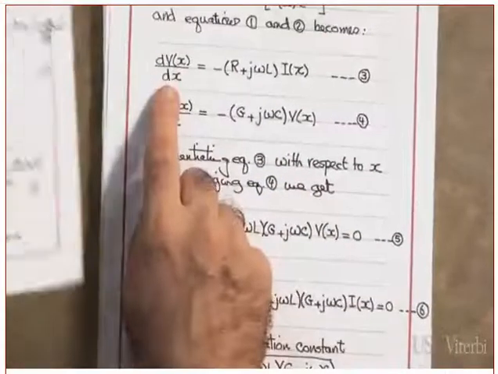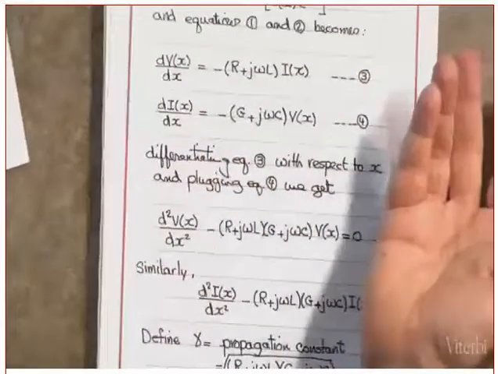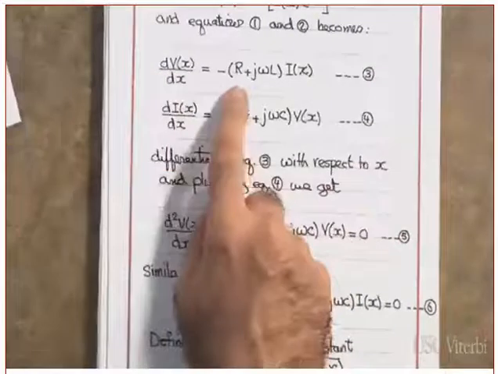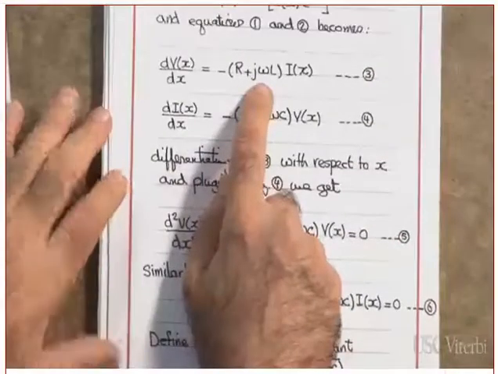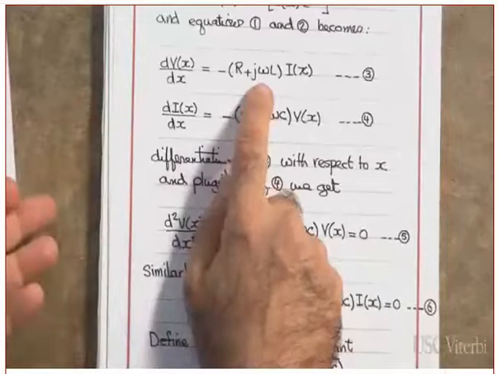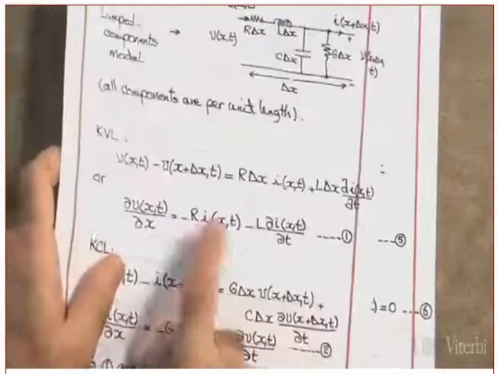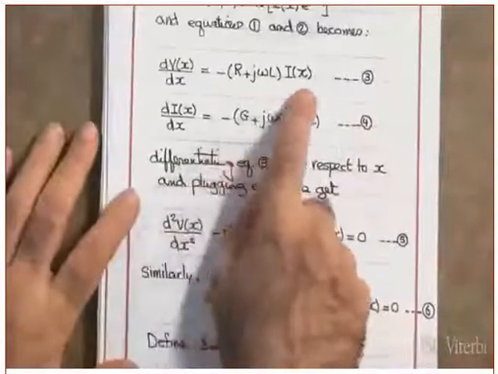Why is it not a partial derivative? It's because this one is in what? In the phasor domain. Time does not get into there. Yes? So what is it? dV/dx equal to what? Minus (R plus j omega L). What is j omega L? That's the impedance of the inductor. Yes? Why is it minus? Because there is already a minus sign in here. Yes or no? So it's minus (R plus j omega L) times I of x.